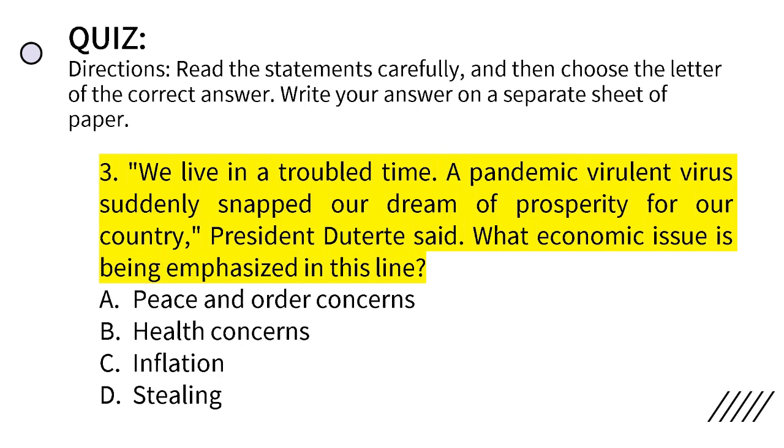Number 3. We live in a troubled time. A pandemic, virulent virus, suddenly snapped our dream of prosperity for our country, President Duterte said. What economic issue is being emphasized in this line? A. Peace and order concerns, B. Health concerns, C. Inflation, or D. Stealing. That's right. The answer is letter B. Health concern. About pandemic, virus.